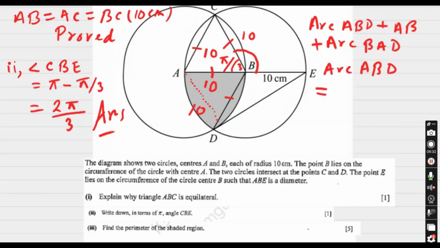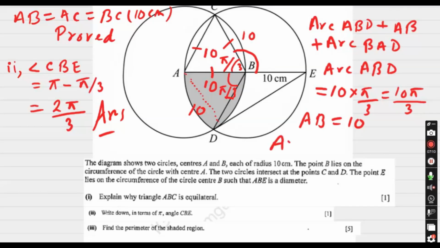Therefore, this angle ABD is pi by 3. So S is equal to r theta. r is 10 and theta is pi by 3. So you may write 10 pi by 3. So arc ABD is 10 pi by 3 and the length AB is simply a radius, so you may write 10. Now arc BAD, arc length of BAD, you can write arc BAD.